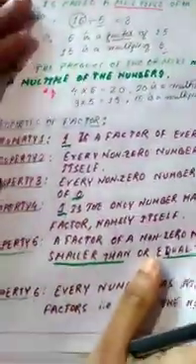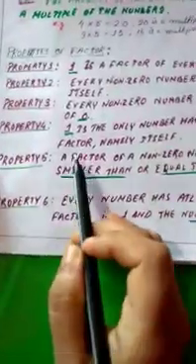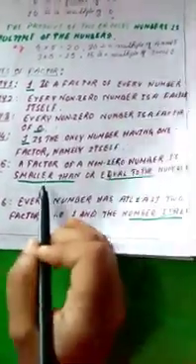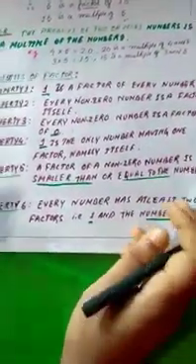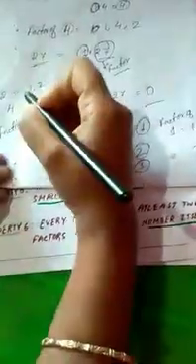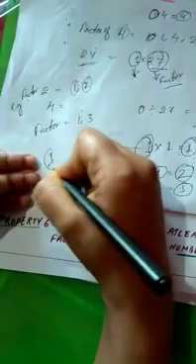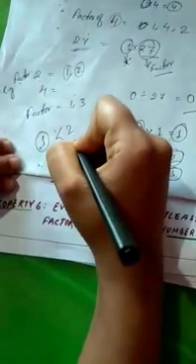Okay children, now let's see property number 5: a factor of a non-zero number is smaller than or equal to the number. Taking the example of factors of 2: 1 and 2 are coming. So 1 is smaller than 2, and 2 is equal to 2. So the factor is smaller than or equal to the number.